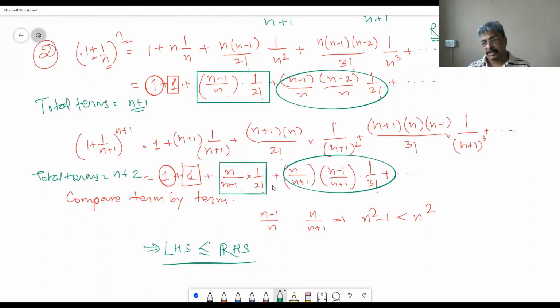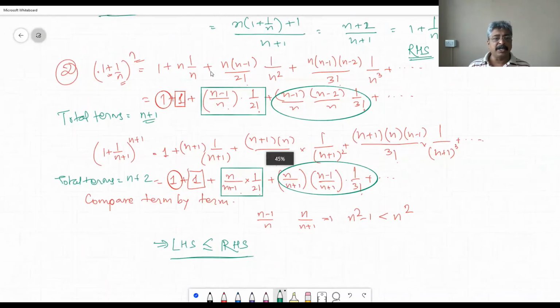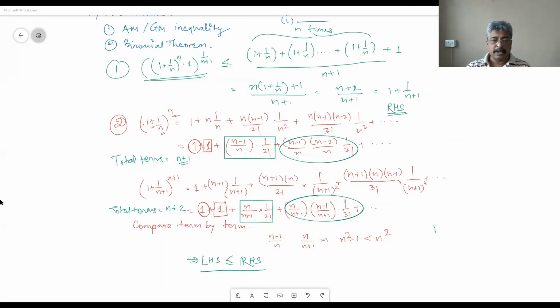Do this term by term expansion. I give you sufficient time to write this, and then we will prove the second part of it. Pause. Now let us look at this part.